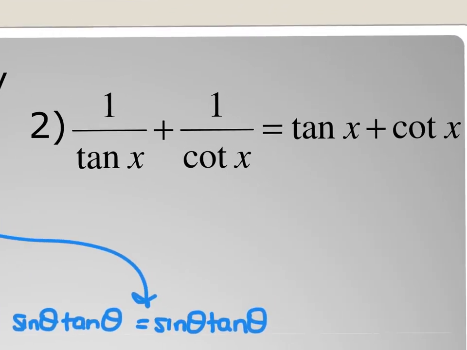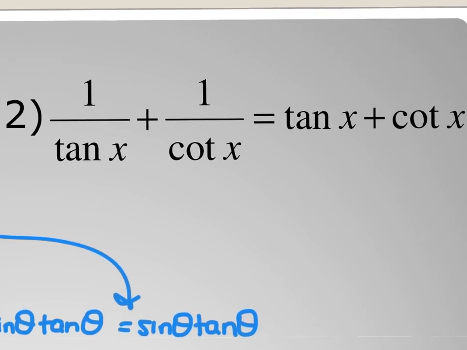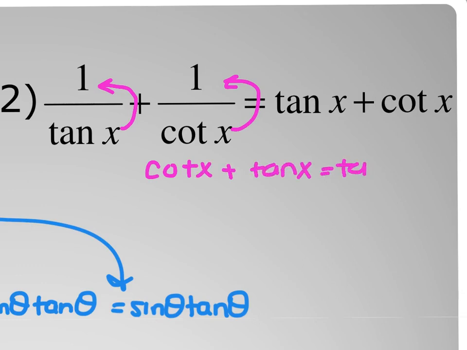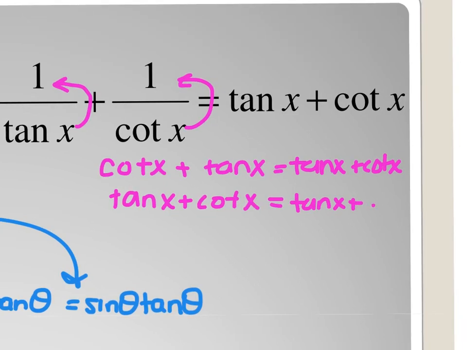Number 2 is 1 over tangent plus 1 over cotangent equals tangent of x plus cotangent of x. So this is one of those situations where it's super easy to use your shortcut. Remember that if you bring these to the numerator, they become the reciprocal functions. So tangent of x becomes cotangent of x, and cotangent of x becomes tangent of x. And then the only thing you have to do is rearrange the order because addition doesn't matter. So tangent of x plus cotangent of x equals tangent of x plus cotangent of x.